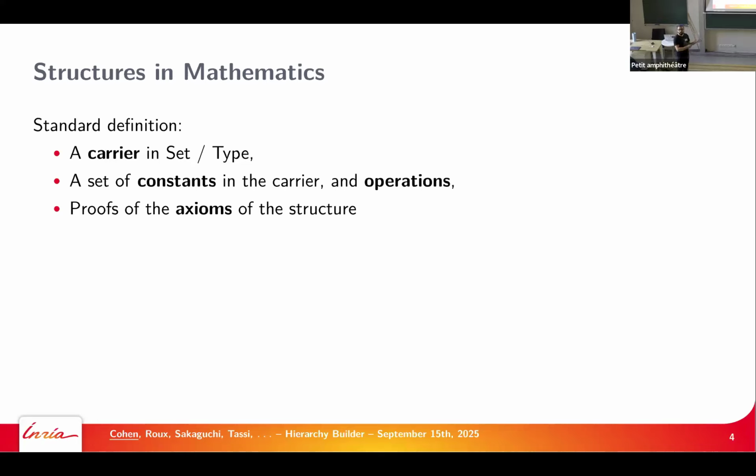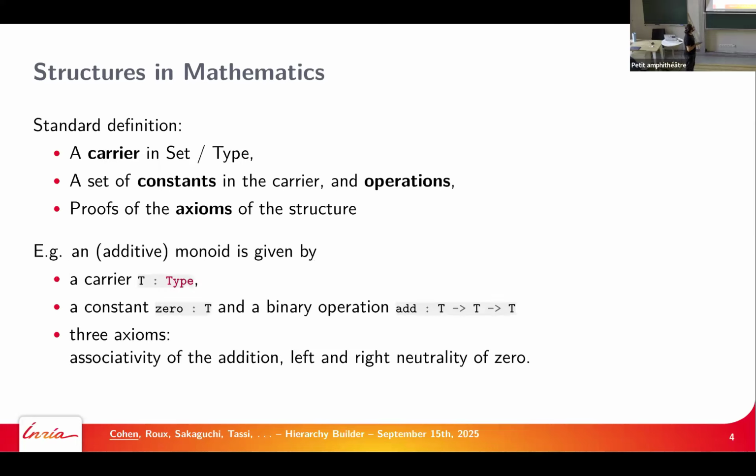Then you need a set of constants and operations, and then axioms that talk about those constants and operations, and that make it a structure as you expect. For example, an additive monoid is given by a carrier, which is a type, a constant 0, a binary operation, which is the addition, and 3 axioms. I say additive because it's common to name the operation and not just have a random operation. It's the addition.